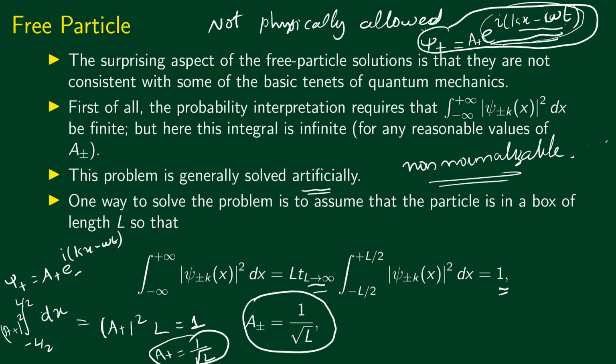So now the normalized wave functions for the free particle will be taken as psi plus equal to 1 by square root of L exponential i(kx minus omega t), and psi minus equal to 1 by square root of L exponential minus i(kx minus omega t).